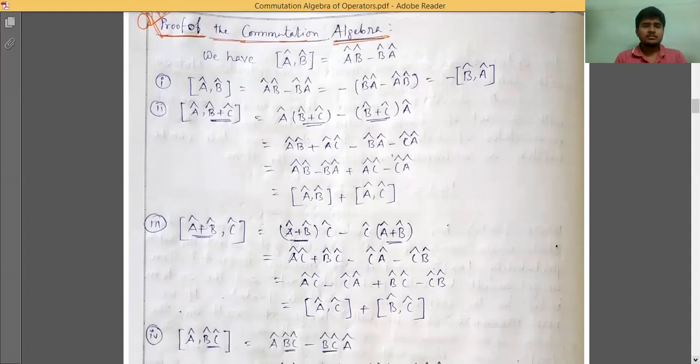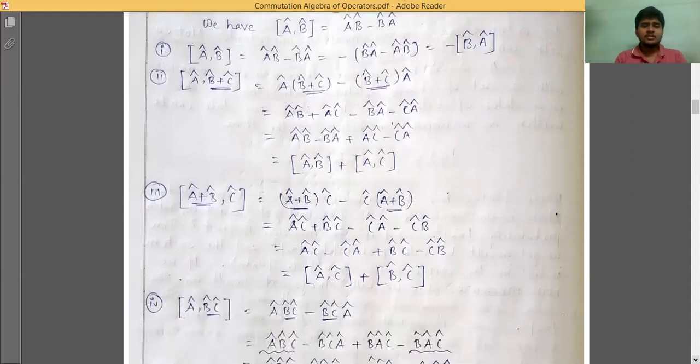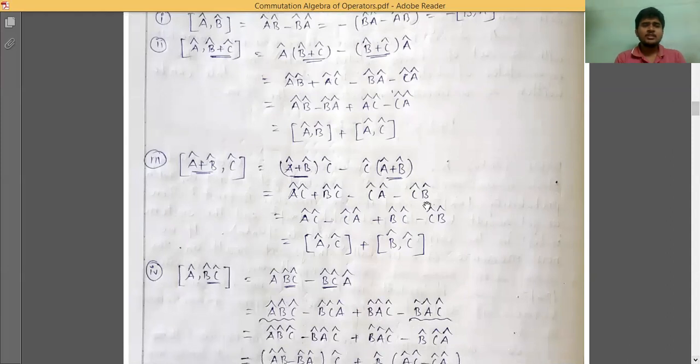As you can see, the number 3 is [a + b, c]. This is just the opposite of relation number 2. So here a plus b together is an operator, and c is a single operator. So you can write (a plus b) multiplied by c minus c multiplied by (a plus b), expand them and then take common things and you will get these results.